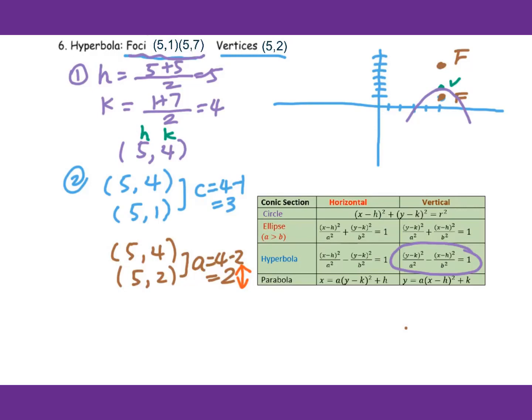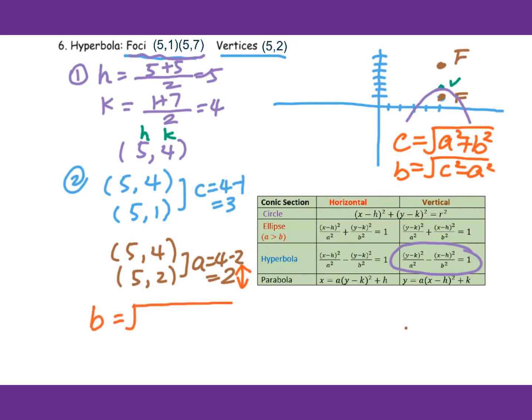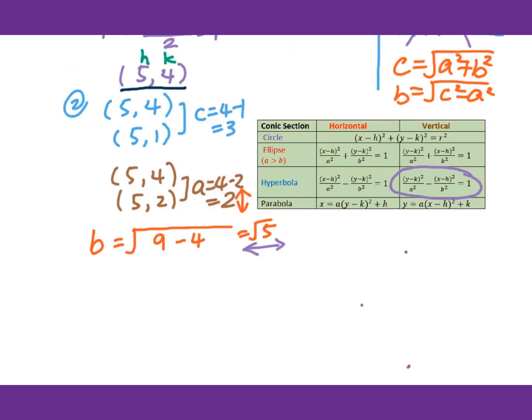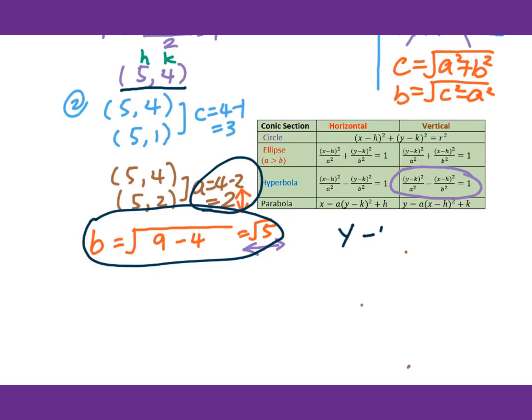Since for a hyperbola, we have c equals square root of a squared plus b squared. Therefore, b equals square root of c squared minus a squared. We can figure out b equals square root of c squared, which is 9, minus 2 squared, which is 4. That's the square root of 5. The arrow will be horizontal. Since we got the center, a, and b, we can write down the equation for this hyperbola: (y minus 4) squared over a squared, that's 4, minus (x minus 5) squared over 5 equals 1.